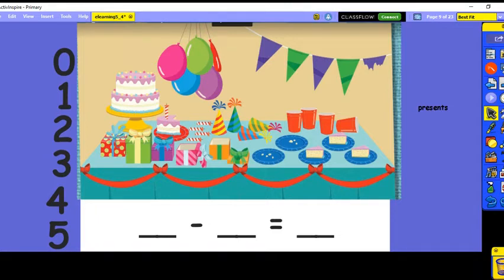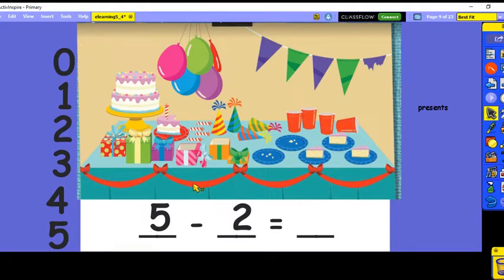So we're going to start with our total number of presents, and then we're going to take away the ones that have already been opened, and then that'll show us how many more presents we have left to open. So let's look. We've got 1, 2, 3, 4, 5. We've got 5 total presents, and 1, 2. 2 presents have been opened. How many presents are left for us to open? So when we subtract, our answer gets smaller. And when we subtract, our answer is called the difference.